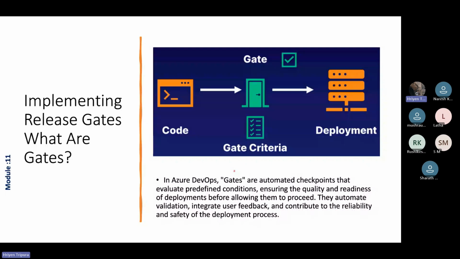We need to understand. In Azure DevOps, gates are automated checkpoints that evaluate predefined conditions, ensuring the quality and readiness of deployment before allowing them to proceed. They automate validation, integrate user feedback, and contribute to the reliability and safety of the deployment process. That means, as simple, right? If you see definitions, these are the key terms we need to understand here.